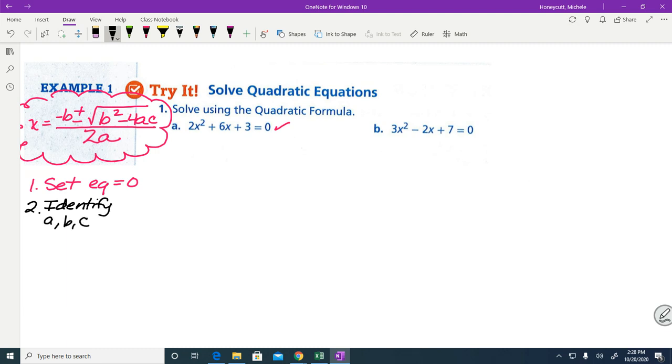You've already been doing this a little bit, but since you're identifying A, B, and C, A is 2, B is 6, C is 3. Then you can substitute them into the formula. So we're going to apply the formula. And then after you apply the formula, which we'll do in just a minute, you need to simplify with the order of operations.